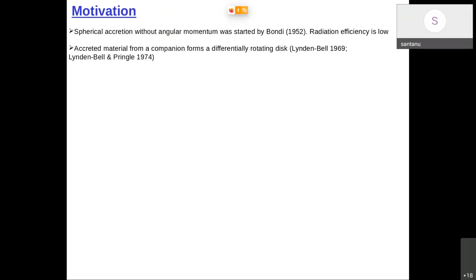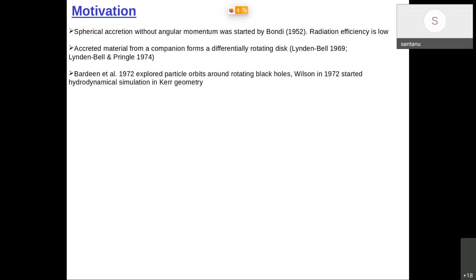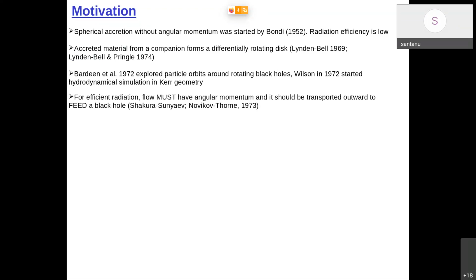In 1969, Lynden-Bell and his collaborators showed that accreting matter forms a disc-like structure, and later in 1972, Bardeen studied a particle orbit around a rotating black hole, and Wilson at the same time did hydrodynamic simulations in Kerr geometry. But as we saw from Bondi's solution, we need something else. So what is that? In 1973, Shakura-Sunyaev and Novikov-Thorne proposed the classic model that matter should transport angular momentum to feed a black hole, and this mechanism can produce powerful emissions.